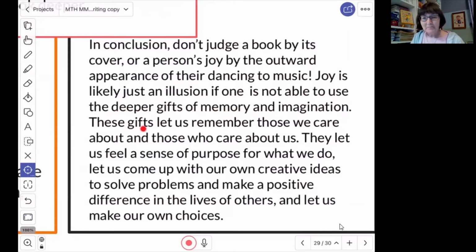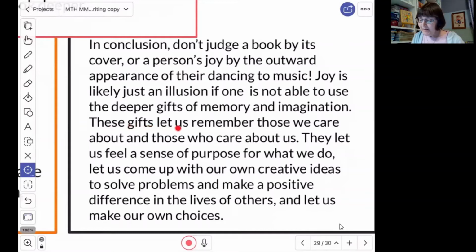These gifts, and I wanted to call memory and imagination gifts because they're really what make us human. And gifts are something that are given to us, right? They're part of how we're made, but we can choose if we use them or not, right? If someone gives you a gift and you never take it out of the box, then you're not using it. One of the ways we can show that we're thankful for gifts is to open it up and use it.